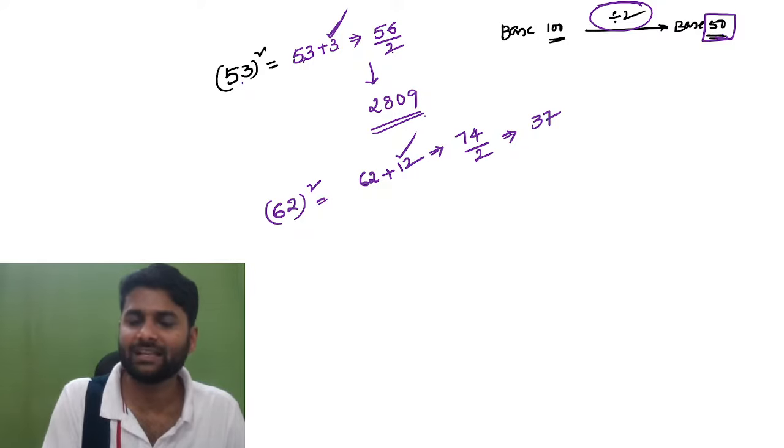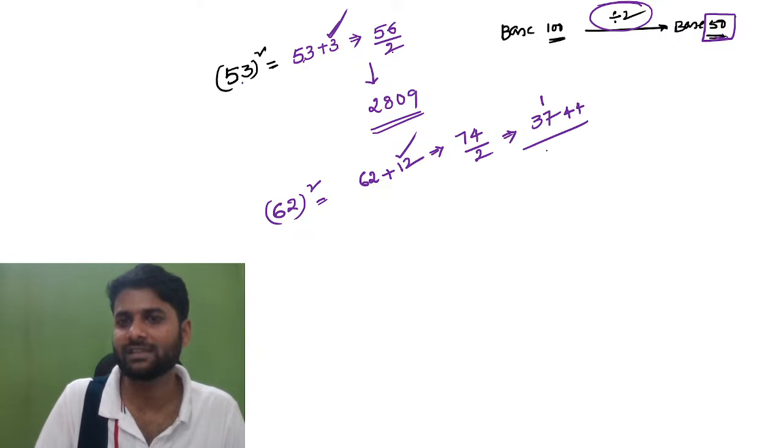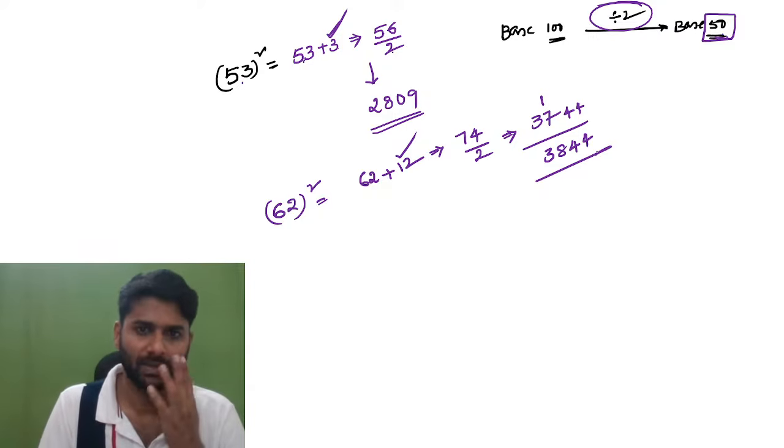We know that we are adding 12 units. Square of 12 is 144. So the final answer is 3844, the correct answer. Good.